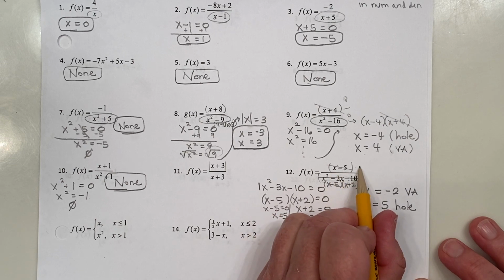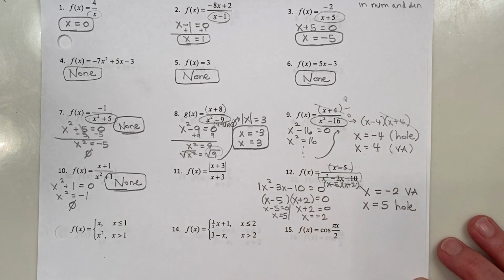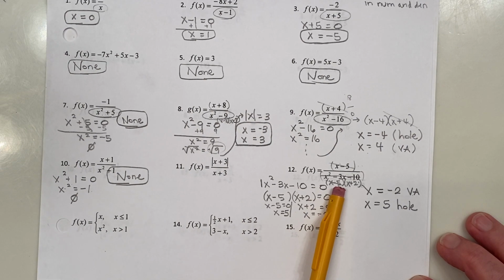You're going to get -7 over 0. And again, that structure of a fraction with a nonzero number on top of a 0 suggests that you have a vertical asymptote on the graph of a rational function.